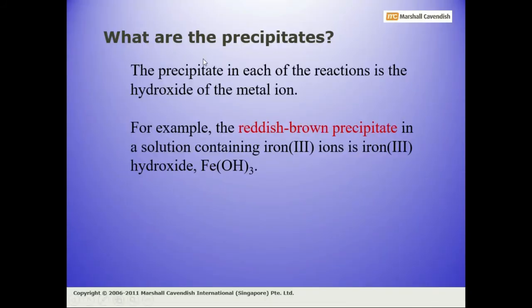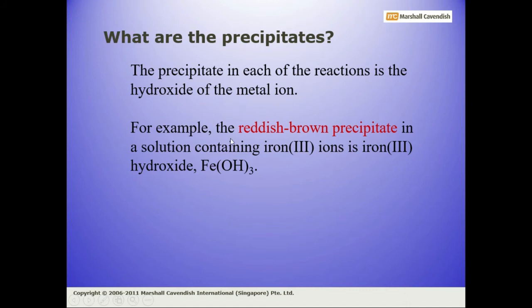So here we will discuss what precipitates are. The precipitates that we are saying are formed when adding aqueous ammonia, or formed when adding aqueous sodium hydroxide. So what are basically these precipitates? As we have already studied in the method of preparation of salt, a precipitate means an insoluble solid. It means that the solid formed is insoluble, but that is the hydroxide of the metal ion. The precipitate in each of the reactions is the hydroxide of the metal ion.